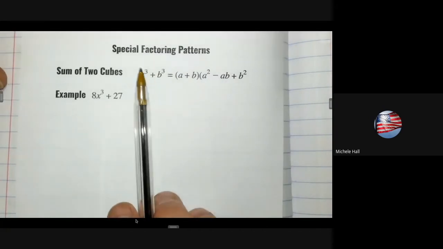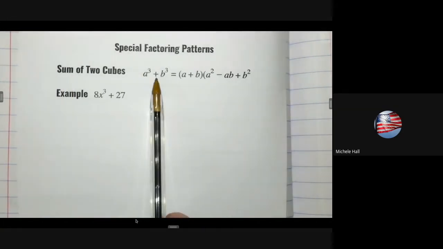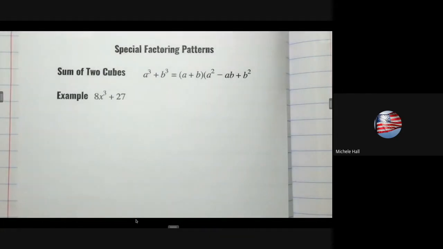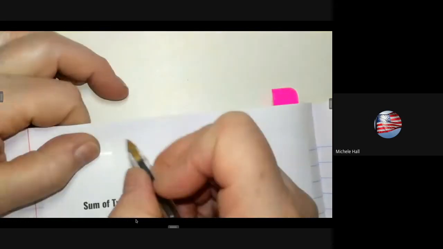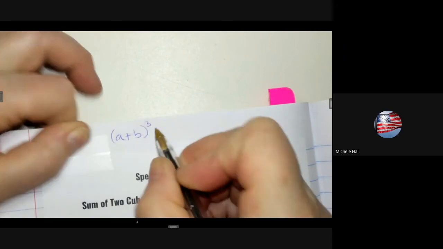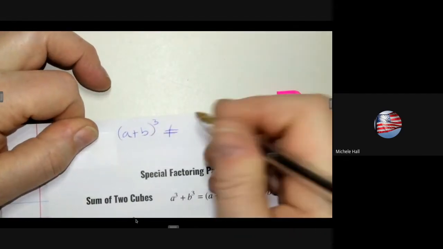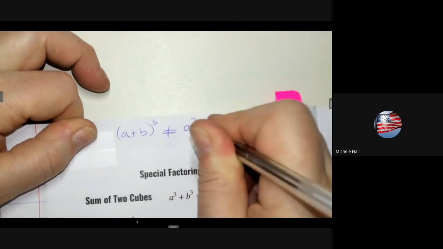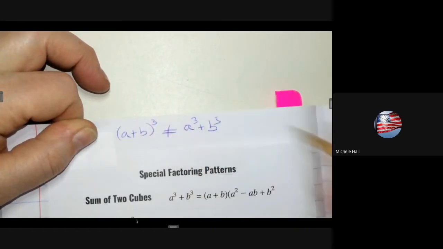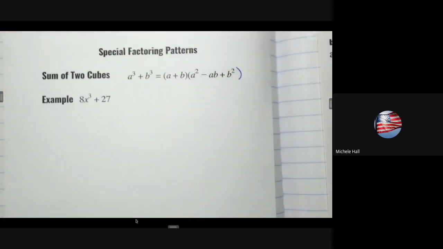Okay, we have the sum of 2 cubes. This is different than what we saw in the previous chapter. This is the sum of 2 cubes, not a cube of a binomial. We want to make sure that we are not confusing what we did in the previous section of a cube of a binomial. This is not the same thing as the sum of 2 cubes. They are similar, but they are not exactly the same.